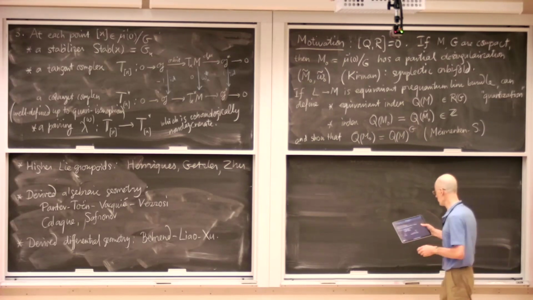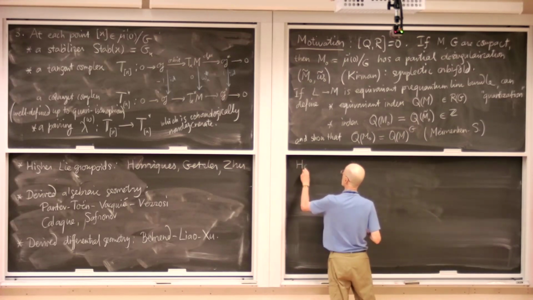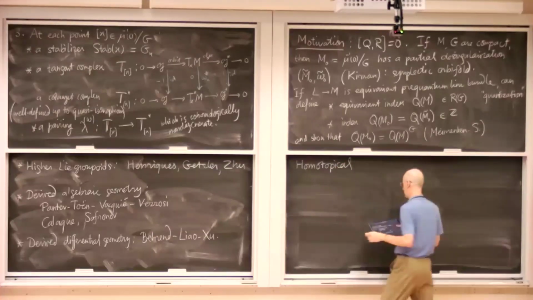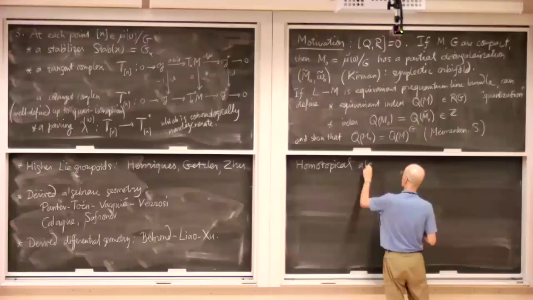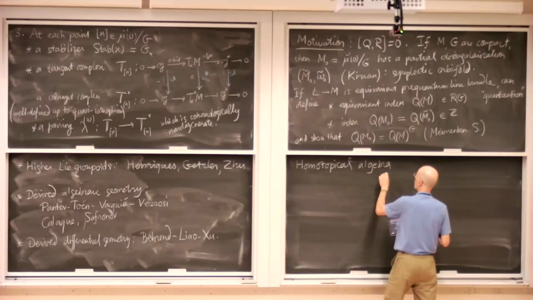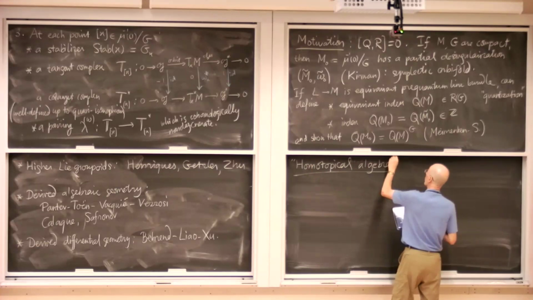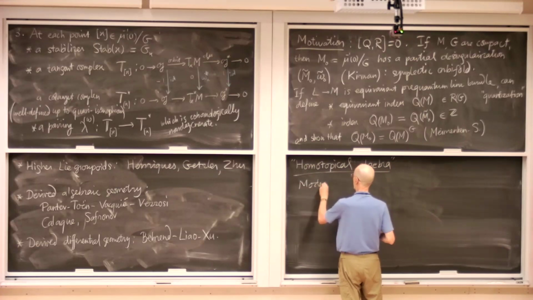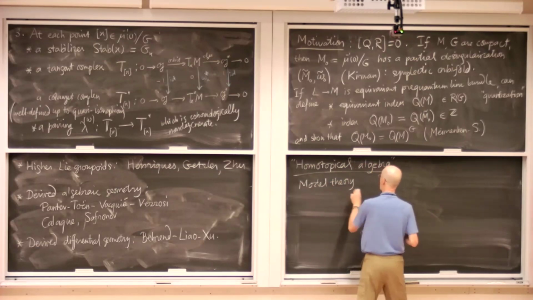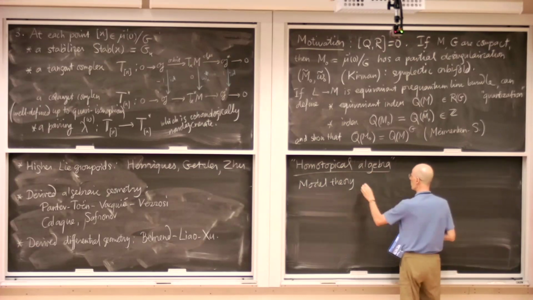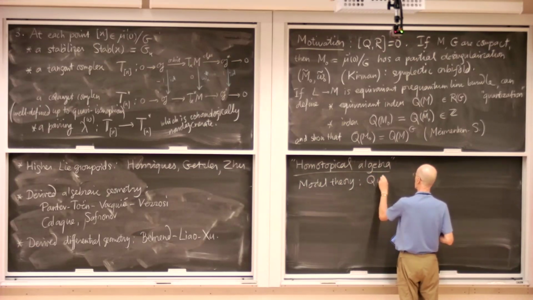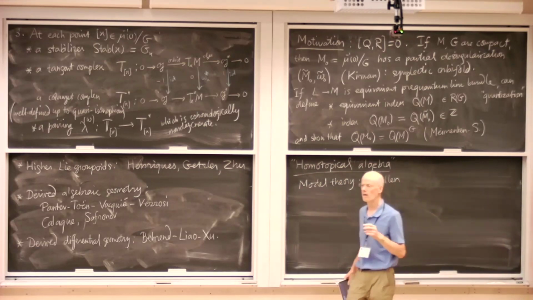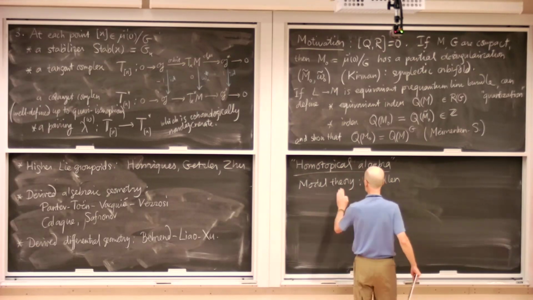So what do we do? What's the technical tool? The technical setting in which we develop this, you could call it homotopical algebra. It's kind of a non-abelian homological algebra. The ideal version is model theory, which is due to Quillen. Okay, model categories.